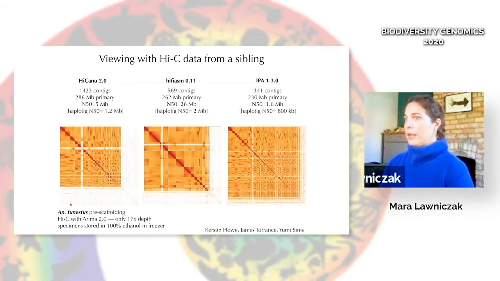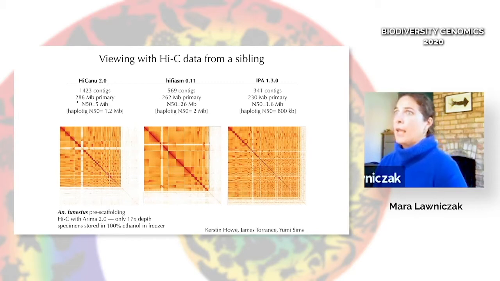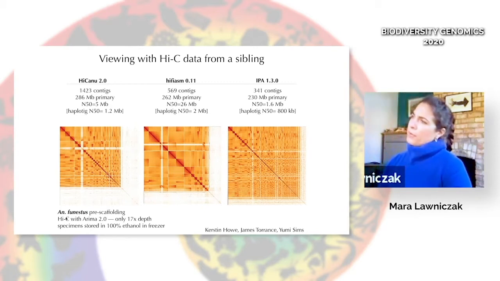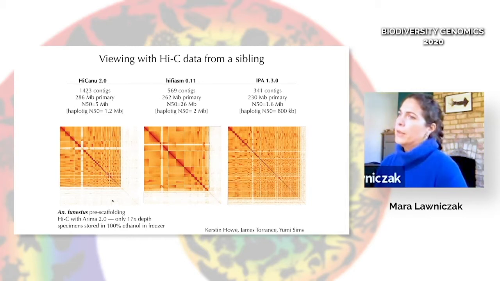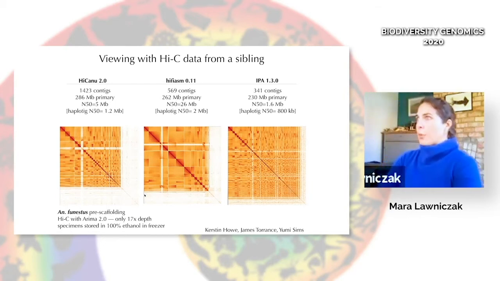And here is the high C data from a sibling individual, which is only 17x. And this is pre-scaffolding, so this just gives you a sense of the contig sizes that come straight off of the CCS data. I should mention that for Funestus, most of the other samples I'll talk about have many fewer contigs than this. For Funestus, we have a lot of contigs because there are some challenges around rDNA that seem to be falling into lots of small contigs.